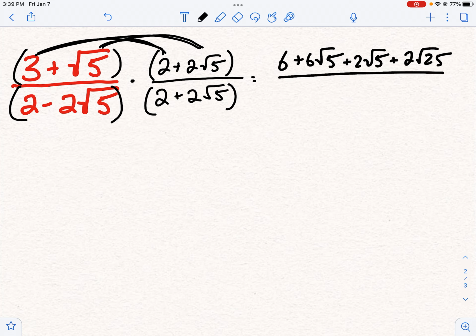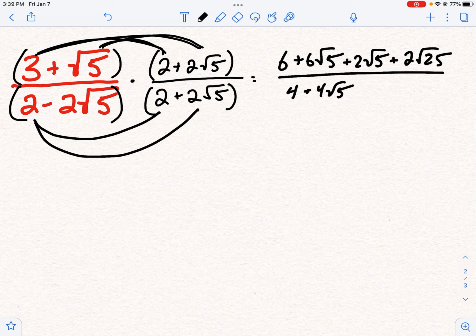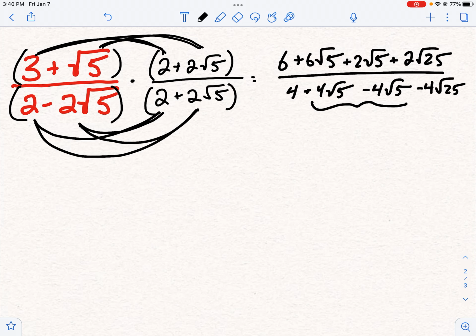On the bottom, we're going to do 2 times 2 is 4. 2 times 2 roots of 5 is 4 roots of 5. Negative 2 roots of 5 times 2. So here comes the conjugate piece. So this is minus 4 roots of 5. And just as expected, those things are going to cancel out. And to finish this off, we're going to do negative 2 roots of 5 and positive 2 roots of 5. So negative 4 roots of 25.